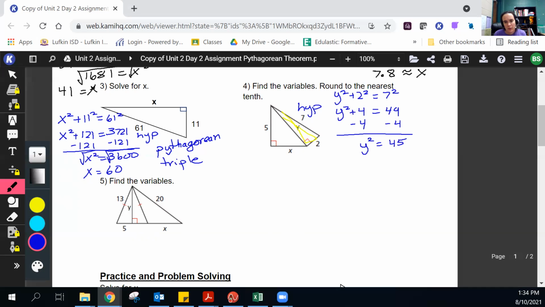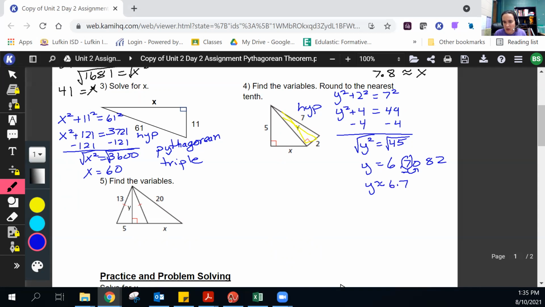45. We're going to take the square root of both sides. And the square root of 45 is 6.7082. It says round to the nearest tenth. And tenths place is the first place after the decimal. We have a 0 after that, so it stays put. So y is approximately 6.7.